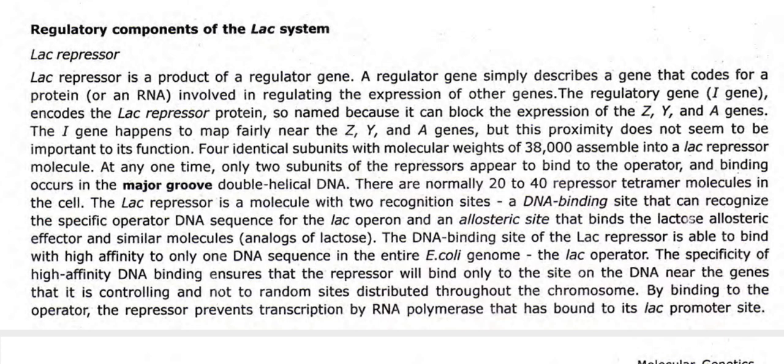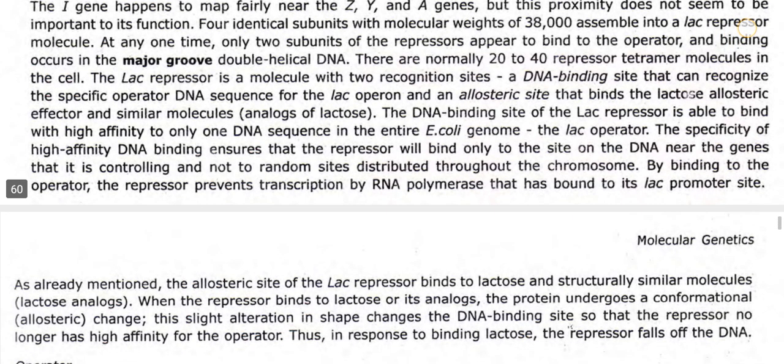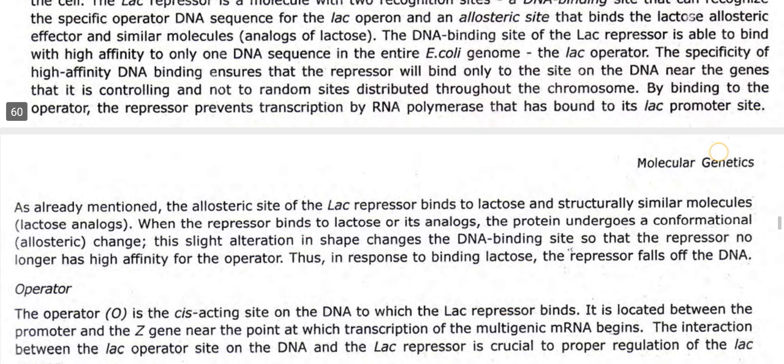The LAC repressor is a molecule with 2 recognizable sites: a DNA binding site that can recognize the specific operator DNA sequence for the LAC operon, and the allosteric site that binds the lactose allosteric effector and similar molecules, analogs of lactose. The DNA binding site of the LAC repressor is able to bind with high affinity to only one DNA sequence in the entire E. coli genome, the LAC operator. The specificity of high affinity DNA binding ensures the repressor will bind only to the site on the DNA near the genes that it is controlling, and not to random sites distributed throughout the chromosome.